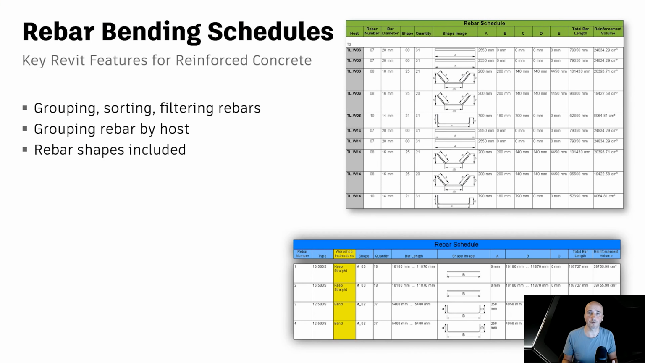Schedules are a very powerful tool in Revit. They are a useful way to display model information and are essential when documenting your project. Revit provides you with a lot of out-of-the-box parameters that you can use in your rebar bending schedules, but you can also add additional ones if needed. Examples of provided parameters that you use are bar diameter, bar length, total bar length, quantity, rebar number, shape code, different bar segment lengths, etc.